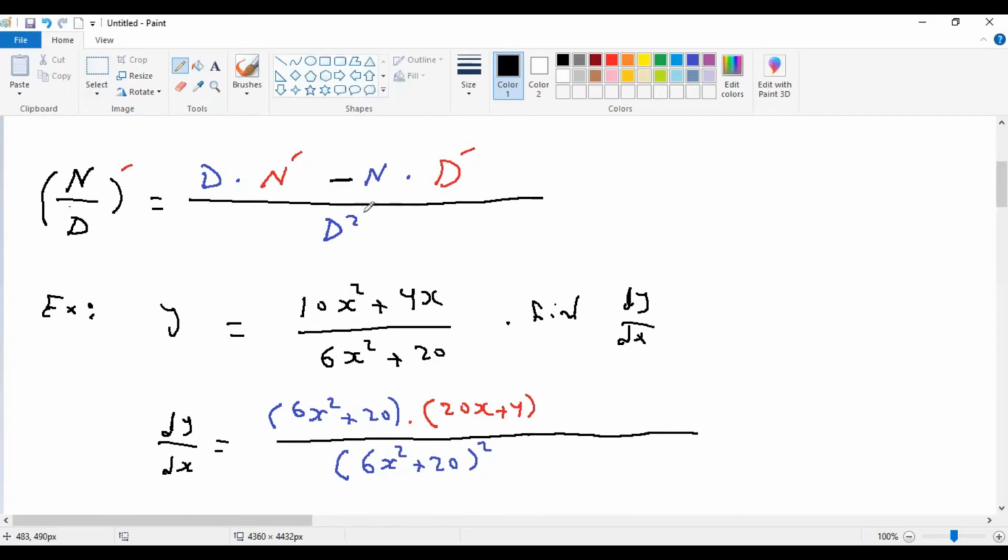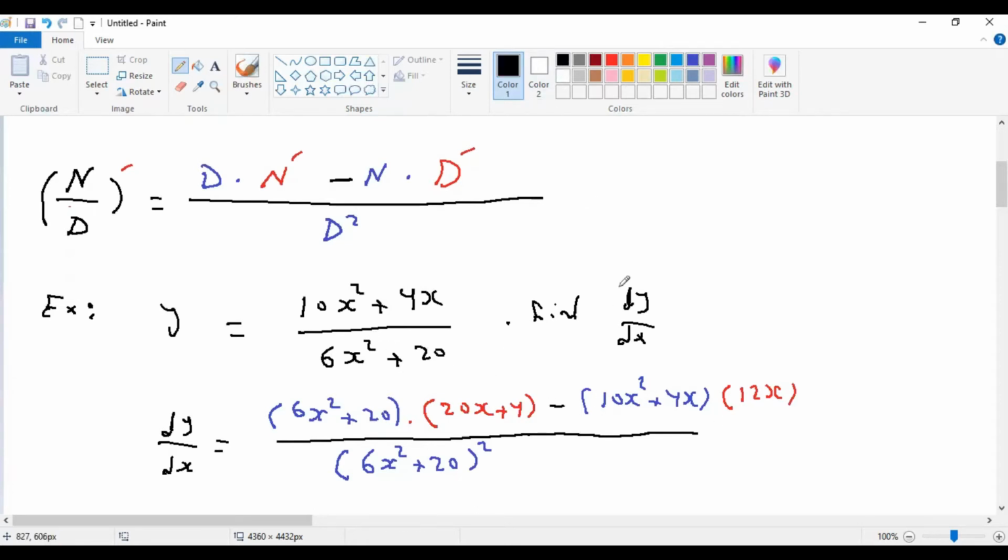Now minus, see the rule. What comes after minus? The numerator N, which is 10x squared plus 4x, multiplied by D prime, the derivative of the denominator. What is the denominator? 6x squared plus 20. Its derivative will be 12x plus 0, because there is no x in 20, so it is 0. So it will be plus 12x. The derivative D prime is 12x plus 0: 2 times 6 is 12, x to the power 2 minus 1 is 1, and the derivative of 20 is 0.